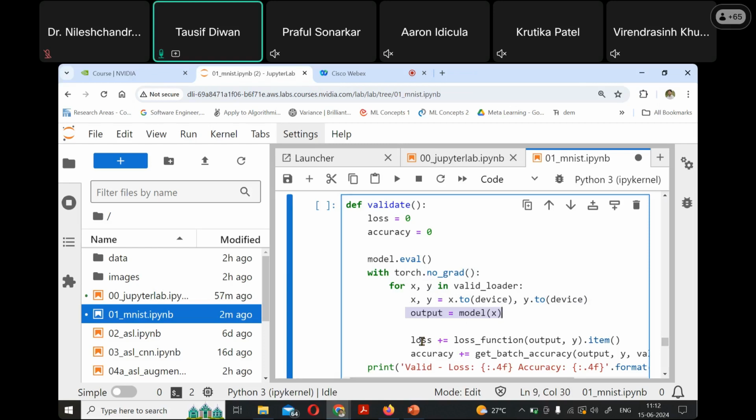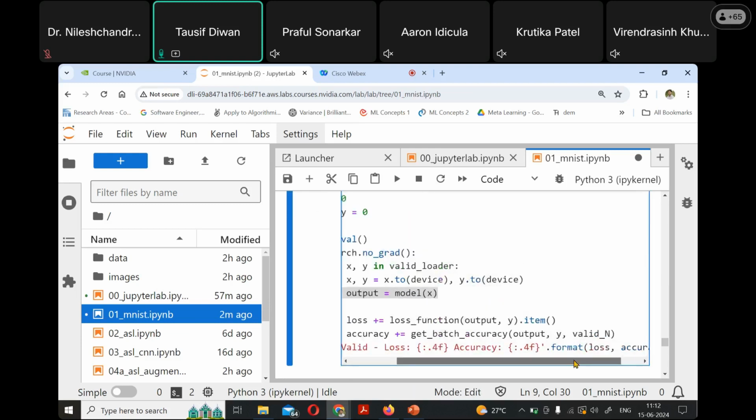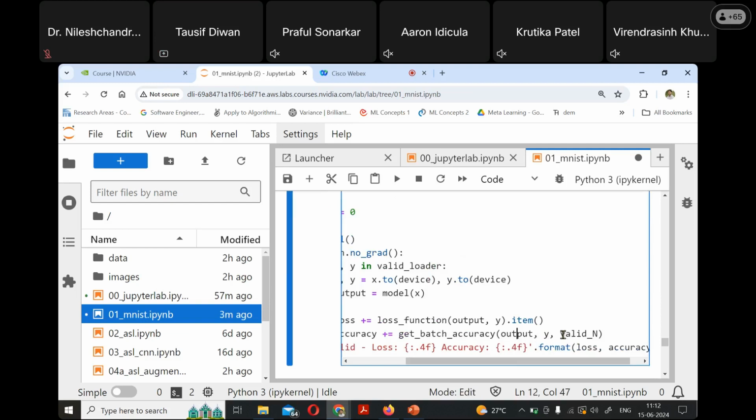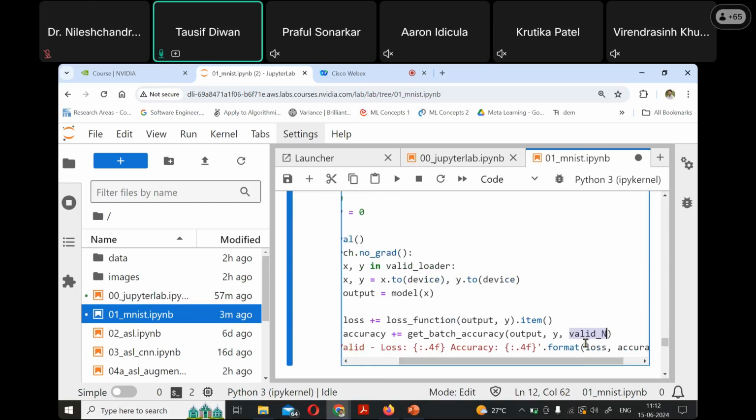Now this is my validation loss accumulation and validation accuracy accumulation. Here also we are calling this function. We are passing this output y and validation n. Once again the same question. Here validation n is 10,000, but here we are working on batch of size 32. Should we pass 32 or should we provide 10,000 over here?